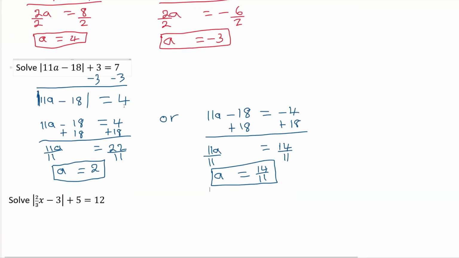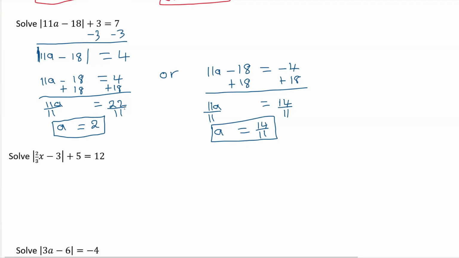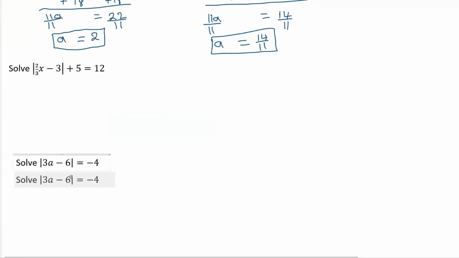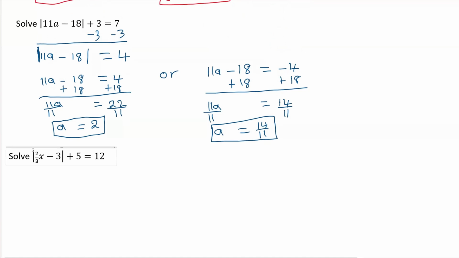All right, for our next equation, we want to solve the absolute value of 2/3 x minus 3, plus 5, is equal to 12. As I said before, you have to solve for the absolute value: you have to move the 5 over to the other side by doing the opposite to get the absolute value by itself before you break it into two equations. So the first thing we're going to do is subtract 5 on both sides.